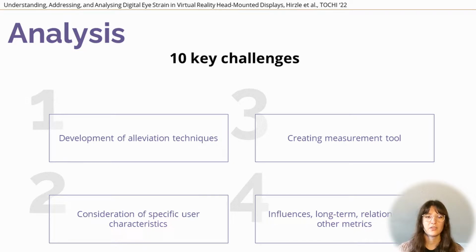Then the second category is to consider specific user characteristics. What we found in the analysis part, which I didn't talk about in this talk, was that there are external factors that also have an influence on the experience of DES symptoms, such as susceptibility or gender. The third thing is that we should focus on creating a measurement tool, because currently we don't have a suitable, standardized measurement method to assess digital eye strain in VR HMDs. And lastly, we should focus on external influences, on long-term effects, and on the relationship of DES to other metrics, such as immersion, for example.